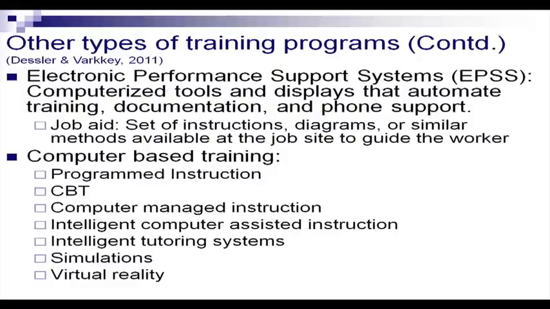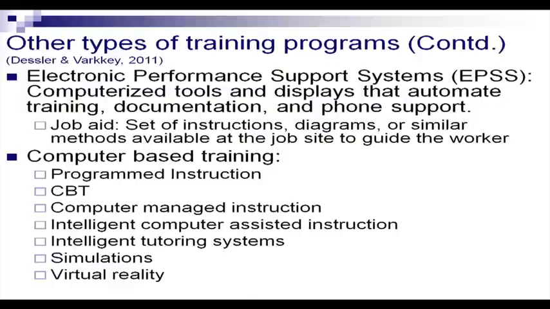One method of the EPSS is the job aid, which is a set of instructions, diagrams or similar methods available at the job site to guide the worker. So that is another type of electronic performance support system, where you have all of this material sent to you ahead of time and you can go through it whenever you need to.